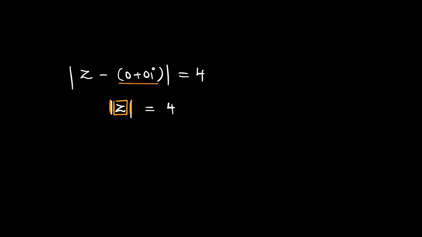The very first example is modulus of z minus (0 plus 0i) equals 4. This can also be written as modulus of z equals 4. That means if only z is written and there is a modulus sign, and there are no points written, that means the center of the circle is the origin (0, 0), and the radius of the circle is this value, which is 4 units.